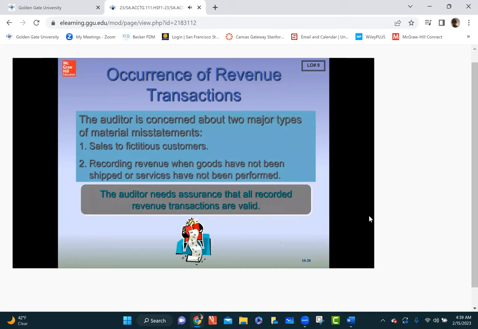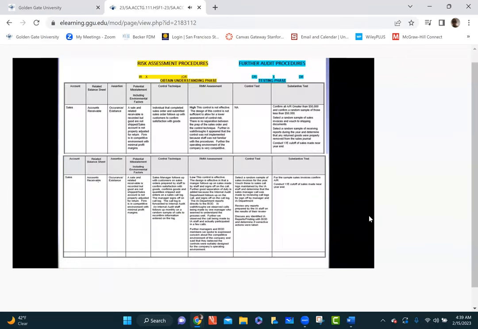Taking a look at occurrence, when we look at occurrence, we're worried about fictitious sales. They record the sale, but the goods were never shipped. Or there could be a return, and the return is never booked. I'm putting this back up because we talked about this back when we were talking about risk assessment, and it was particular to the sales at that time. Now, since we're actually talking about sales, let's take a look.